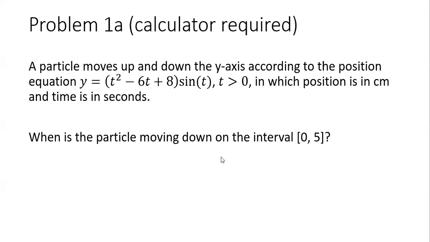All right, so what did you get? How'd you use the calculator for this? Well, you could just simply graph this and see when it's moving down. That's totally fine. Another way to do it is we can differentiate this, take the derivative y prime, set it equal to 0, and then find out when the derivative is negative. That's when it will be moving down. That's two ways to approach this.